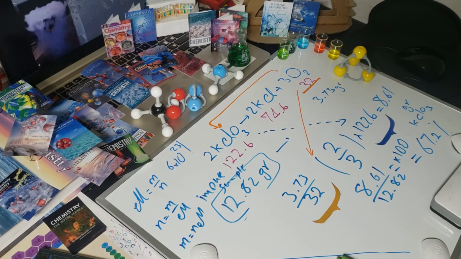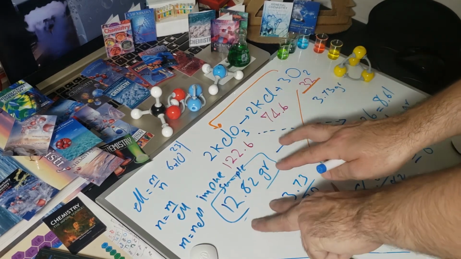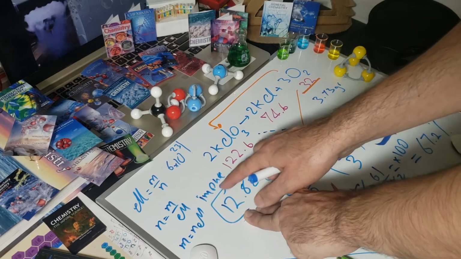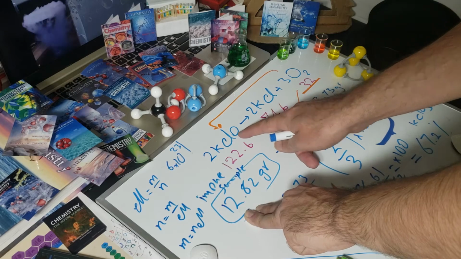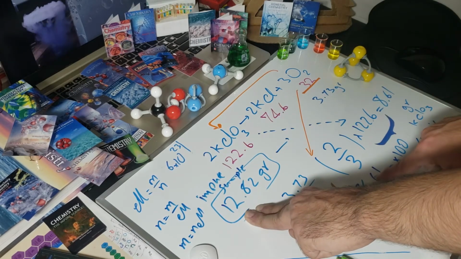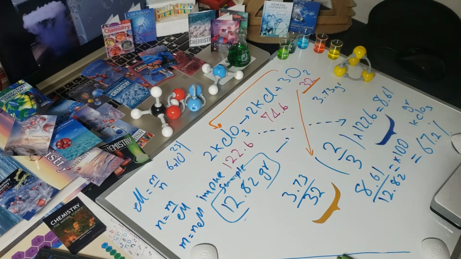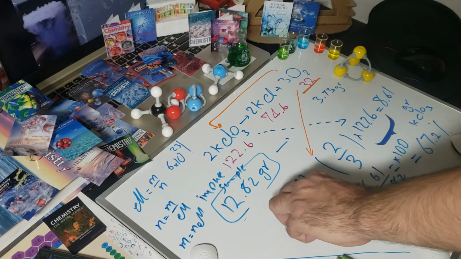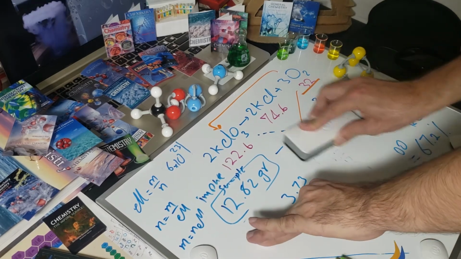So that is yet another problem, and the only trick is to be careful about an impure sample. You can't take this whole thing as KClO3. Only 8.61 grams of it is KClO3. The others are junk, and that's what makes it impure, and you can calculate the percent by that. Let's move on to yet another problem.